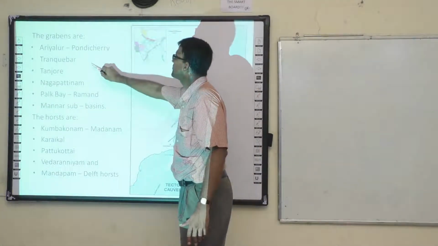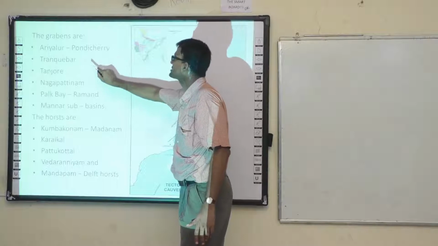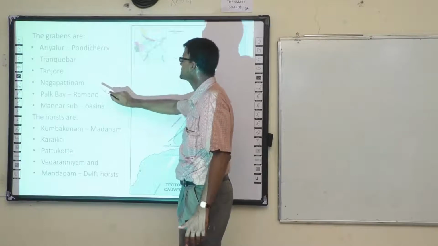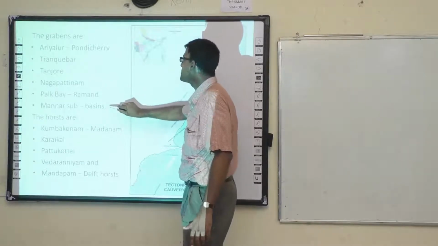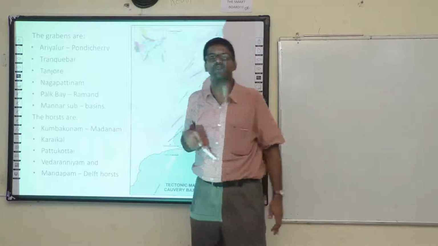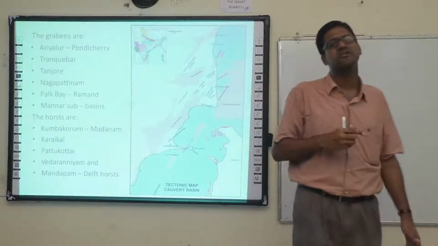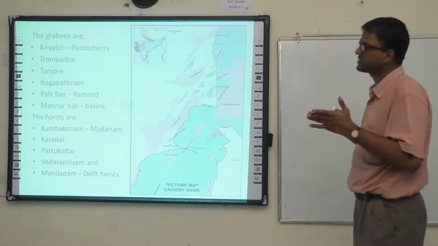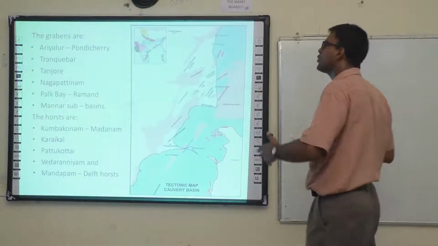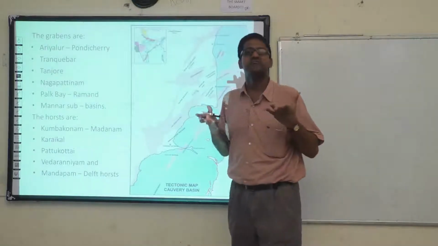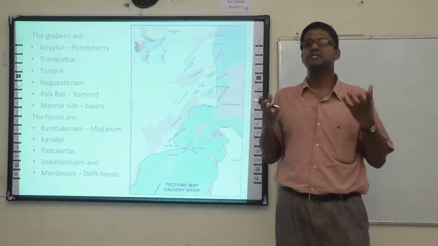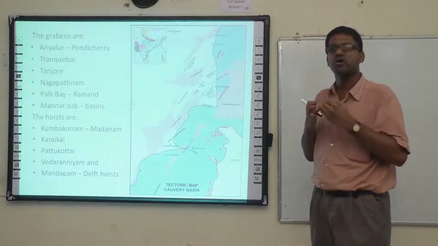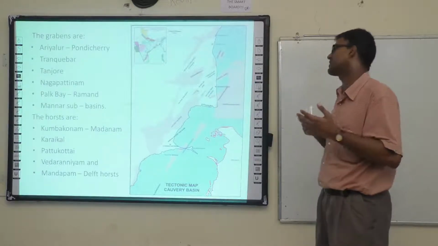So these are all subbasins: Arial Pondicherry subbasin, Cauvery subbasin, Tanjore subbasin, Nagapattinam subbasin, Palk Bay Ramnath subbasin, Mannar, Gulf of Mannar subbasin. So all these are different subbasins which constitute the Kaveri basin. And the horsts are nothing but basement heights from where the sediments are drawn. These sediments are drawn via wind, water and other things.